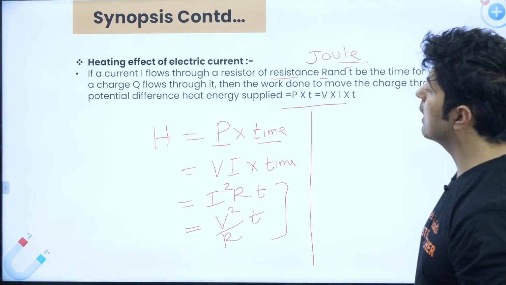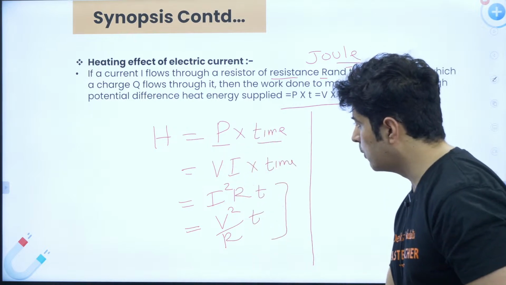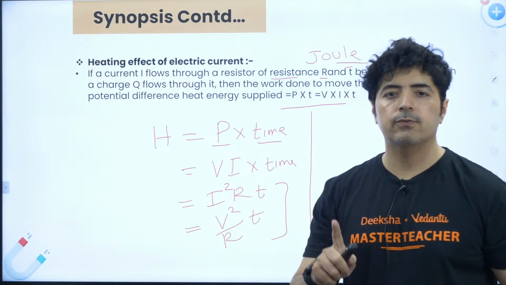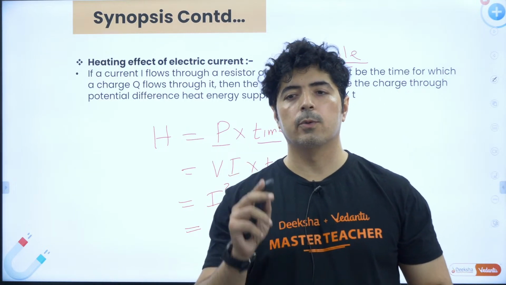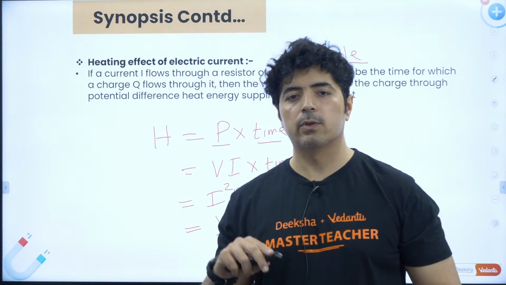And second, we came across heat. Heat is equal to power into time. These are the formulas for heat. We can just replace power with VI, I square R, V square by R. These formulas, you will have direct questions, direct numericals coming in the exam on this. I hope it is absolutely clear, right?